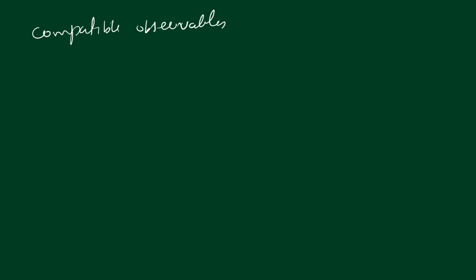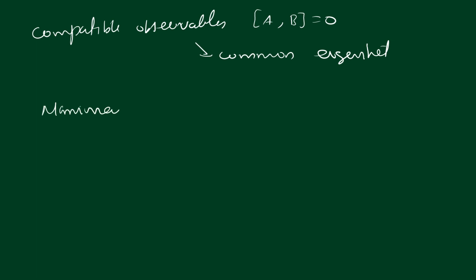Compatible observables are those which commute. Right, so we say that compatible observables have common eigenkets, which is very important. Common eigenkets. So the eigenket of A will be an eigenket of B. All right. Now we said that there could be degeneracies. In that case, we can talk about a maximal set of compatible observables.